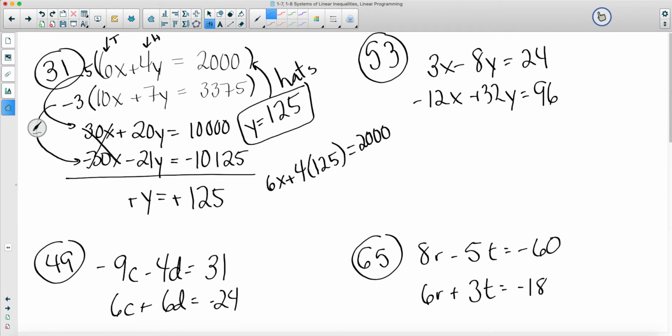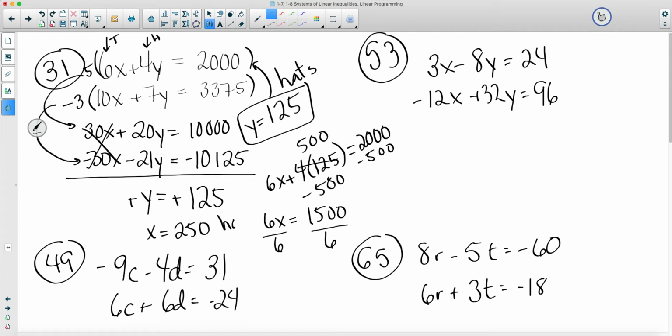Okay, so 4 times 125 gives me 500, and we're going to have to move that 500 over to the other side. All right, and we'll have 6x equals 1,500, and then divide by 6, and we get 250, so x equals 250. So we sold 250 t-shirts. Okay, so that is a way we can use our linear systems to solve.